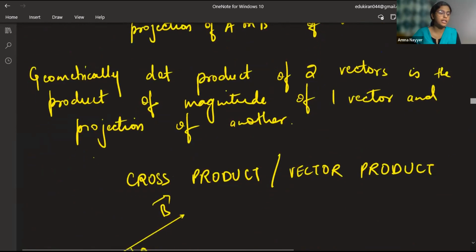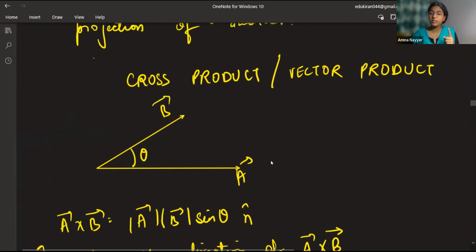Cross product. If two vectors are given, the same way, it is the magnitude of the first, magnitude of the second, along with sine theta. Fine, that's it. Sine theta will come with cross. Cross product is the vector product. Scalar product was dot product. With dot product, you have cos theta associated.